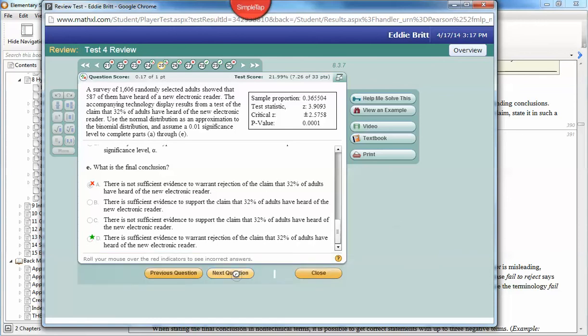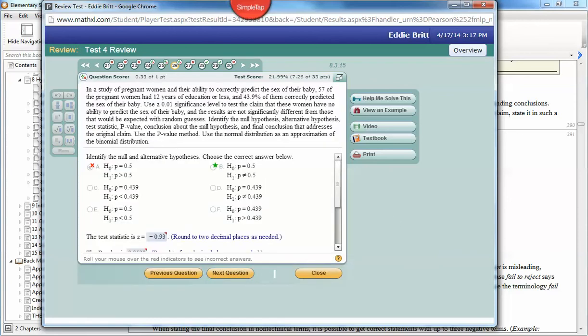Alright, in a study of pregnant women and their ability to correctly predict the sex of their baby, 57 of the pregnant women had 12 years of education or less, and 43.9% of them correctly predicted the sex of their baby. Use a 0.01 significance level to test the claim that these women have no ability to predict the sex of their baby, and the results are not significantly different from those that would be expected with random guess.